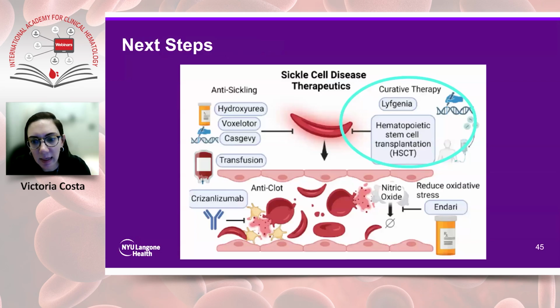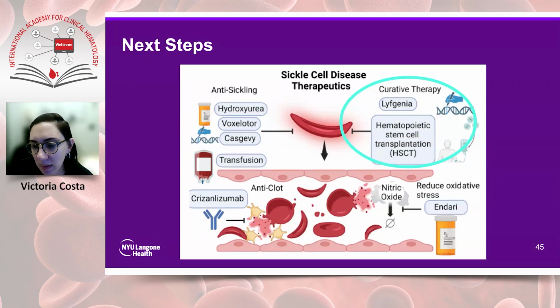So as far as next steps, although we have two gene therapy products approved, there are ongoing trials looking at other gene therapy products. And I think there are efforts to address a lot of the unanswered questions. And we're always looking to refine the current therapeutic options.